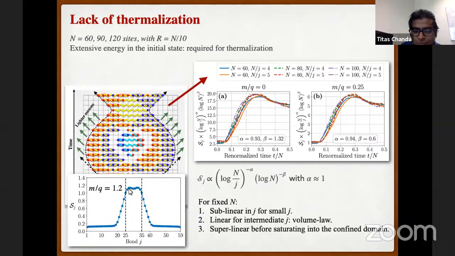And then it becomes a little bit superlinear before saturating into this confined domain, which shows area law. So this figure is a large time snapshot of the entanglement entropy measured across different bonds for a little bit larger mass. So here we have a system where in the central region we have entanglement entropy which follows area law. However, outside it is almost thermal. So if we decrease the mass, then it will be more and more thermal.